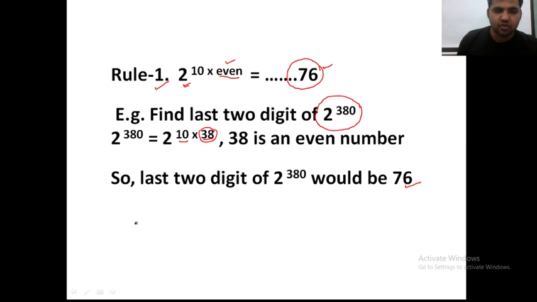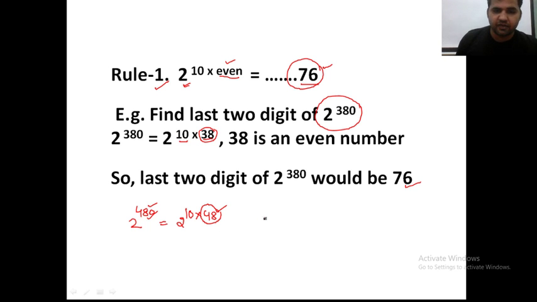For example, if I ask you what will be the last 2 digit of 2 raised to power 480, now 2 raised to power 480 can be written as 2 raised to power 10 into 48. You just have to see this number. You are supposed to represent the power in the multiple form of 10. If the quotient that you are getting by dividing by 10 is even, in that case the answer will always be 76. This is already derived. You are just supposed to keep this concept in your mind, that 2 raised to power 10 into 48 will always give you the last 2 digit as 76.